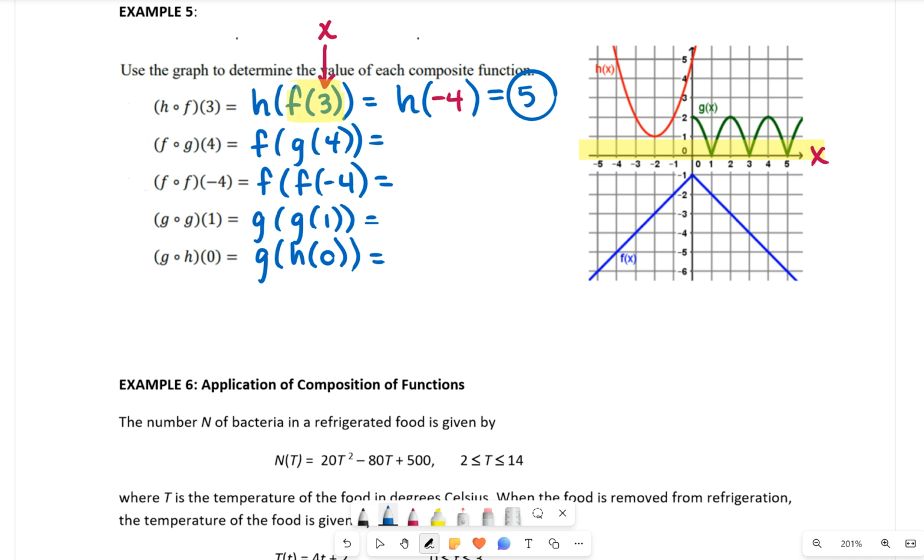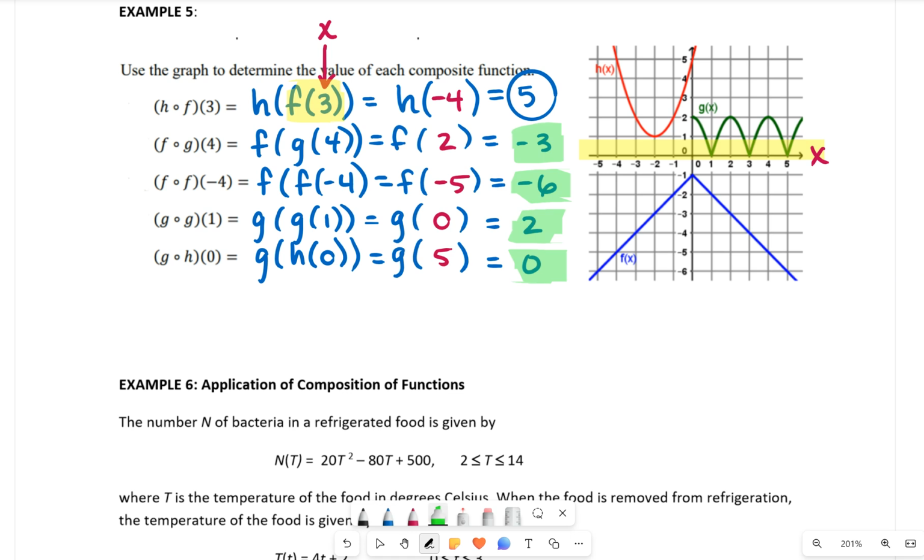So go ahead and attempt to do the next 4. Pause the video and then check your work. Okay, take a look at your answers. -3, -6, 2, and 0 should have been your answers for these last 4 problems.